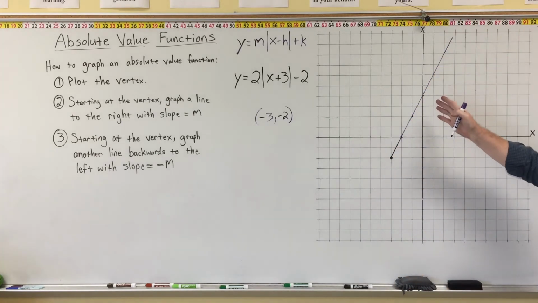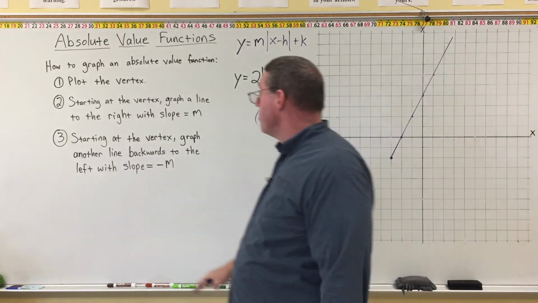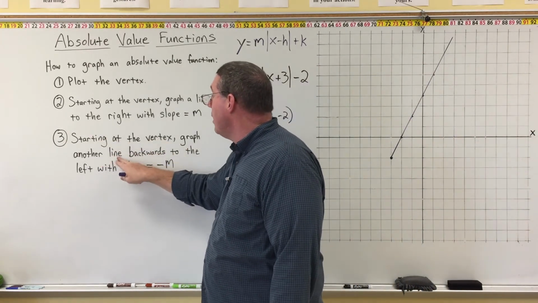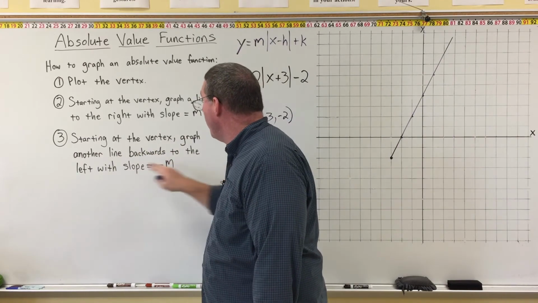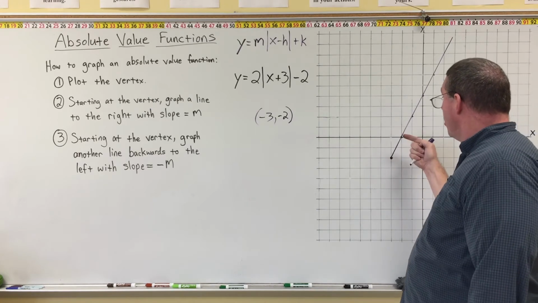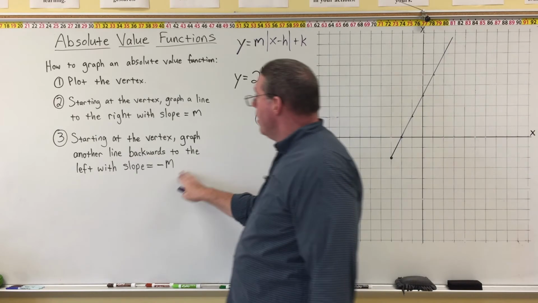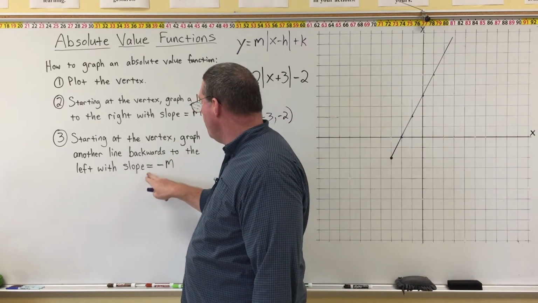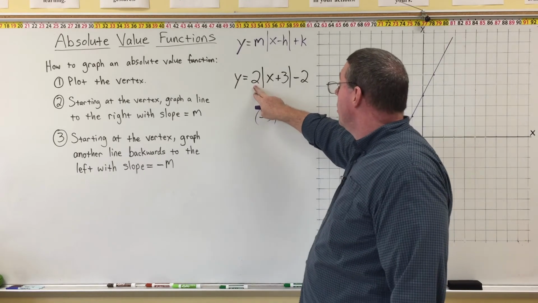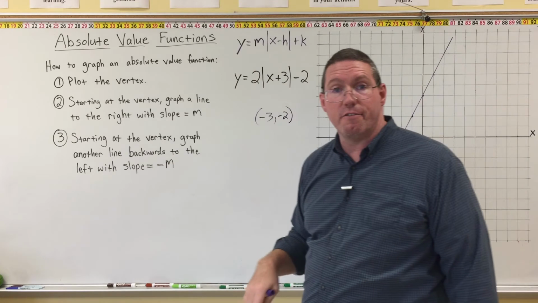So that's step 2 right there. I did the right side of it. Now let's go to step 3. Step 3 says starting at the vertex, graph another line backwards to the left. So starting at the vertex, I'm going to draw another line going backwards, the other direction. And it says that that line has to have a slope equal to negative m. So m is 2. That means this line has to have a slope of negative 2.